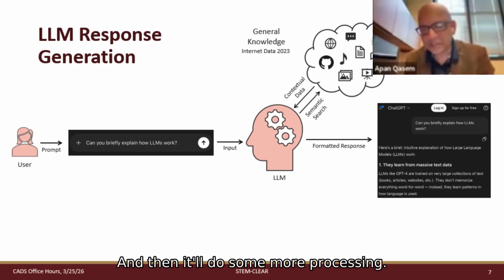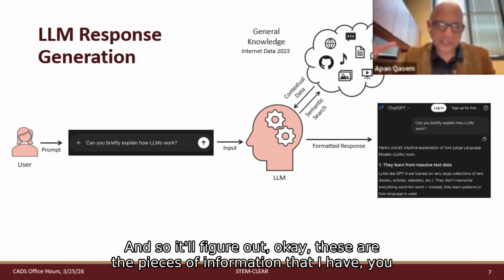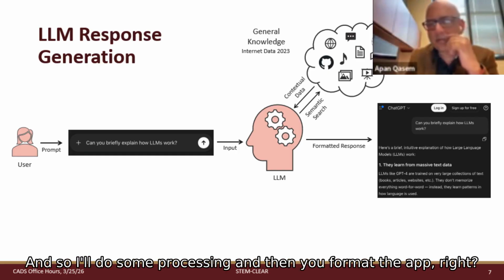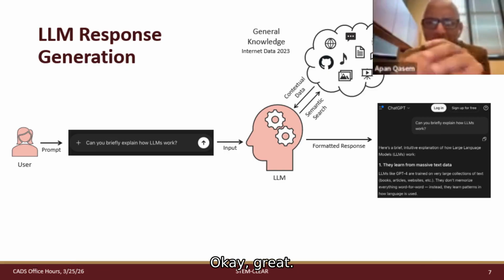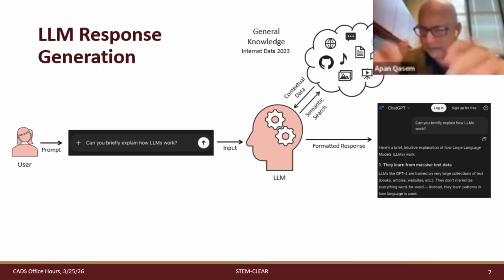And then it'll do some more processing. So it'll return not one match, but several matches, right? And so it'll figure out, okay, these are the pieces of information that I have that are close to this prompt, and so I'll do some processing, and then you format the output, right? Okay, great.